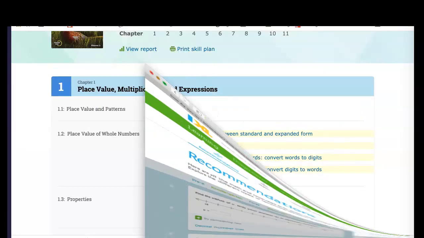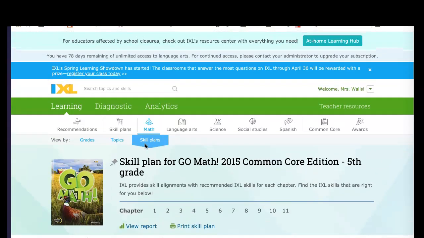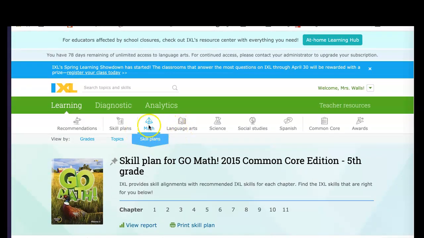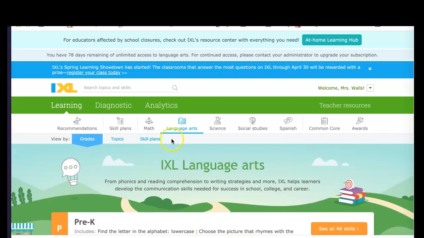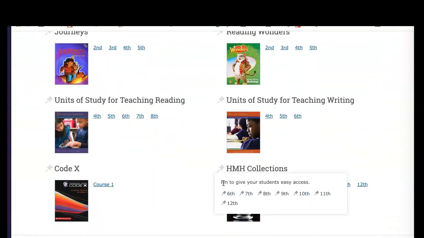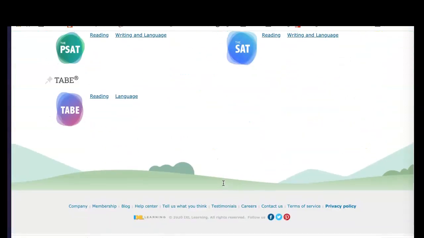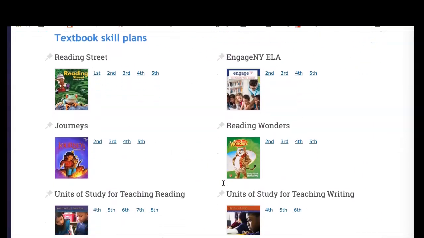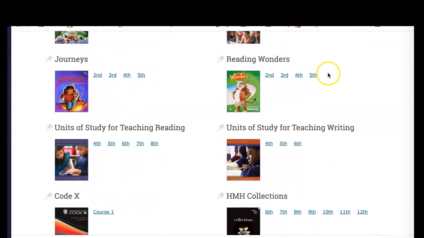I want to go back over to the teacher section, and I want to show you the language arts. So back up here, there was math. We can click language arts. And there's that skill plan again. And scroll down to elementary. And here is textbooks and wonders, 5th grade.